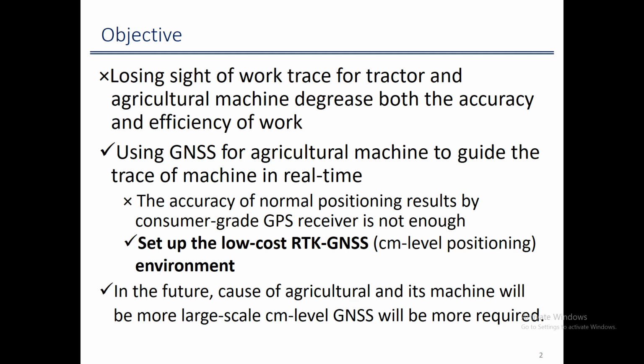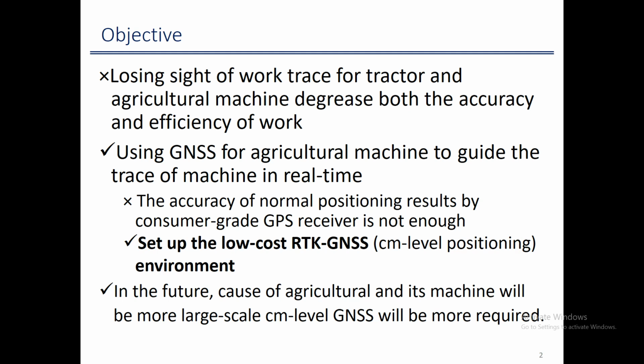target. So number one, losing sight of the work trace for tractor and agricultural machine decreases both the accuracy and efficiency of work. Number two, using GNSS for agricultural machines to guide the trace of the machine in real time. Real time here means at the exact time of capture. The accuracy of normal positioning results by consumer grade GPS receiver is not enough. Set up the low cost RTK GNSS to achieve a centimeter level positioning.